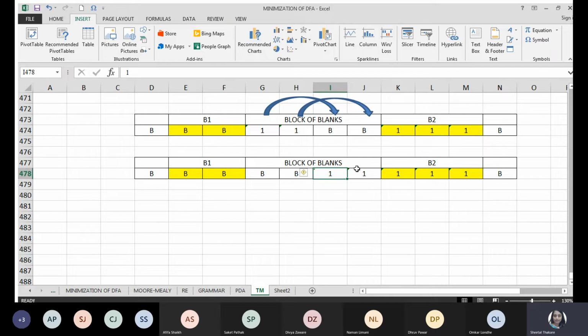Continuous memory location, or contiguous location. No blank is between them. So this will be your accepting condition: whenever you check for B on the right hand side, you don't get B, rather you find 1. So now both the blocks are in the continuous memory space, contiguous location.